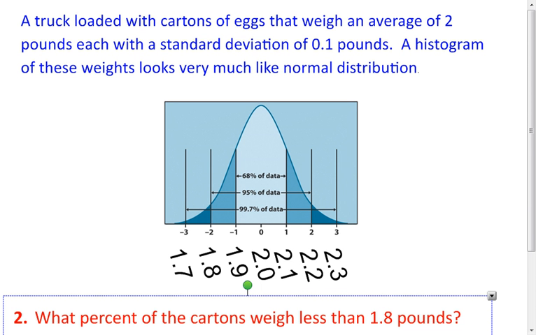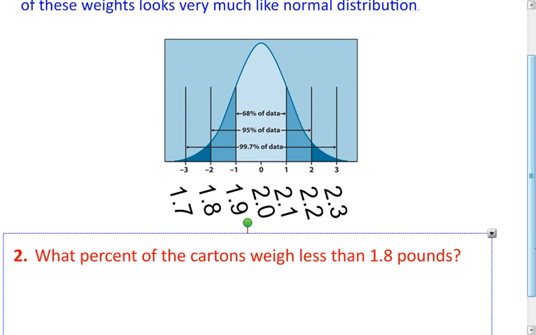Okay, and the next one, same problem here, labeled the same way. What percent of the cartons weigh less than 1.8 pounds? Again, I know that from the mean to the edge is always the 50th percentile. So there's 50% there. And the 1.8, if you measure everything from the center, it becomes easy. The 1.8 is this much right there, so it goes to that second line. So it's half of 95, and half of 95 is 47.5 right there.